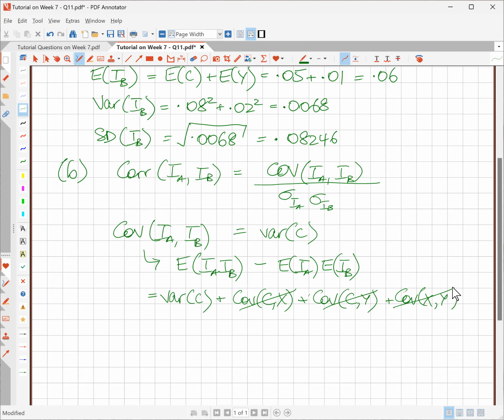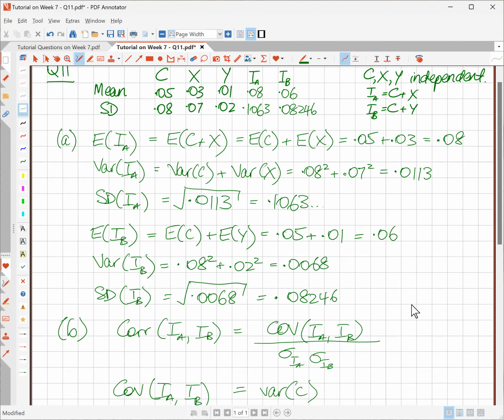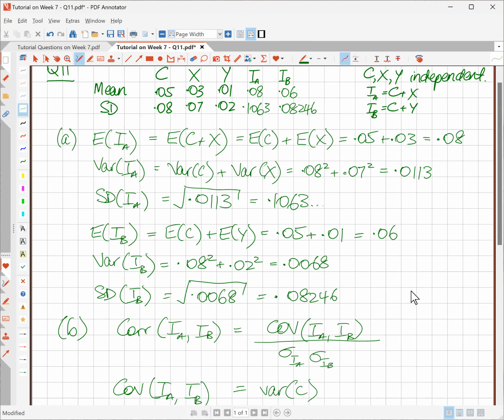And so this leaves us with the result that the correlation between the two returns is equal to the variance of C divided by the respective standard deviations of the two asset returns. All right, so we need to refer to our summary table up here. So the variance of C is 0.08 squared.